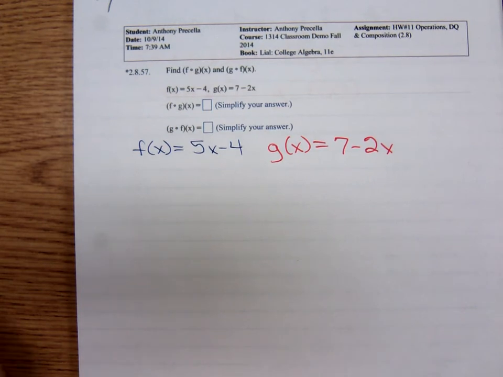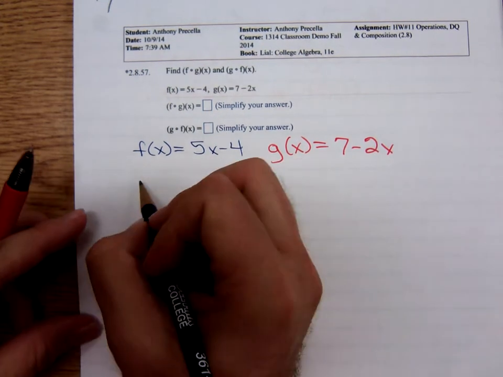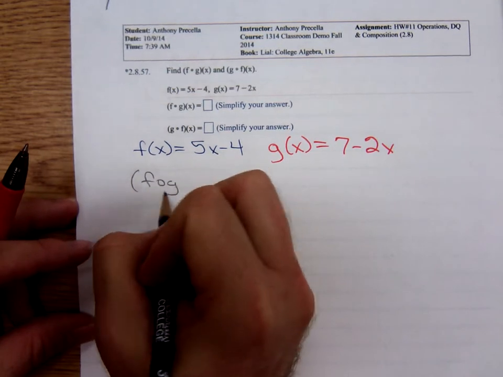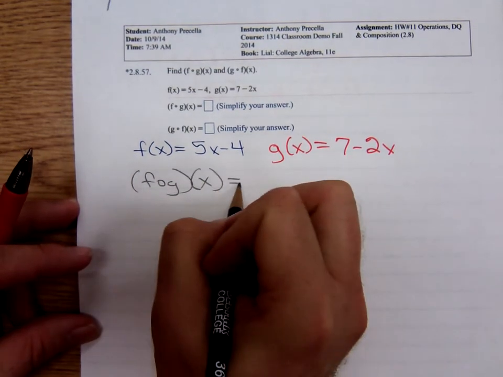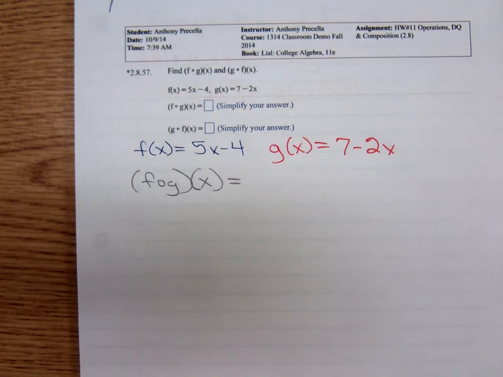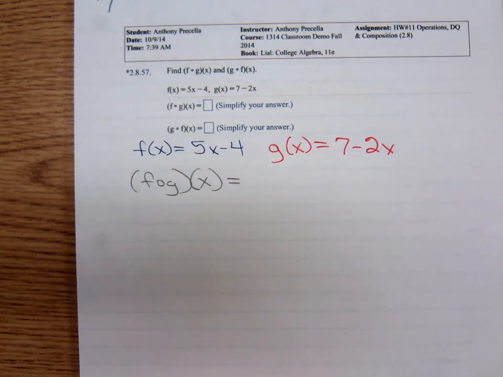Start off with f composed with g of x. Which function's on the outside? For f composed with g of x, which function is my outer function?